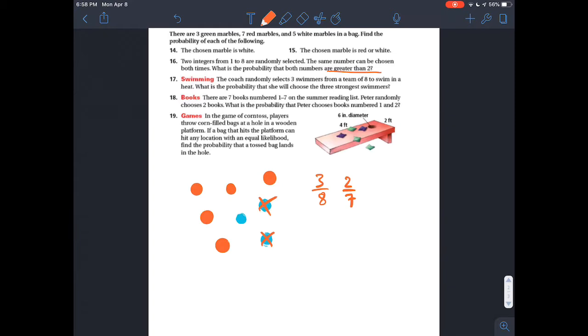Okay, so the probability of choosing this one fast swimmer randomly would be 1 out of 6. Now, what do we do with these numbers? Do we add them? No, we multiply them.